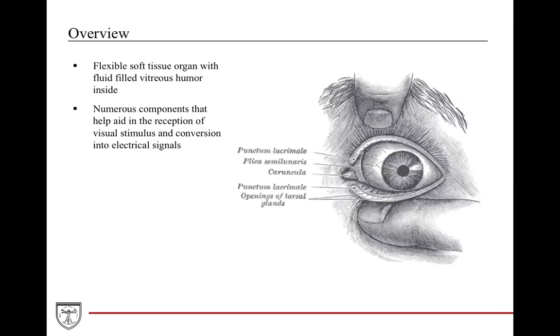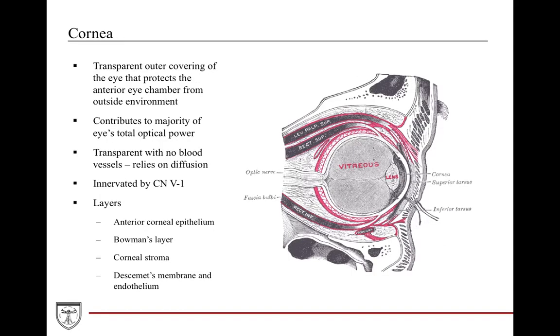So now we're going to talk about the different components of the eye. So this is going to get a little bit long, but bear with me because all this is pretty important when we talk about the anatomy of the eye. So overall, the eye is very flexible, soft tissue filled with fluid, and it has numerous different components that are all important for helping with visual stimulus and conversion to electrical signals.